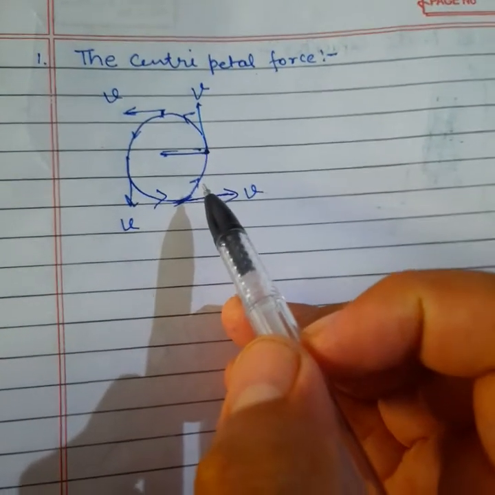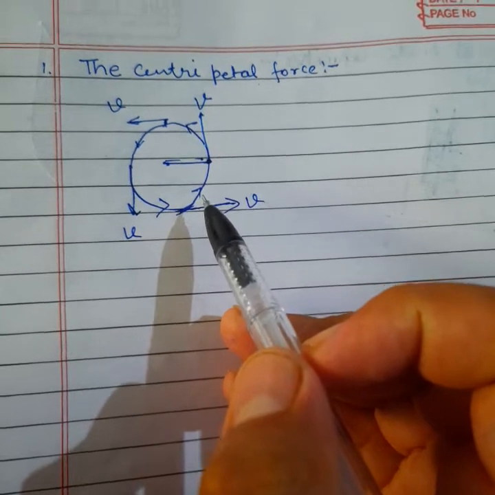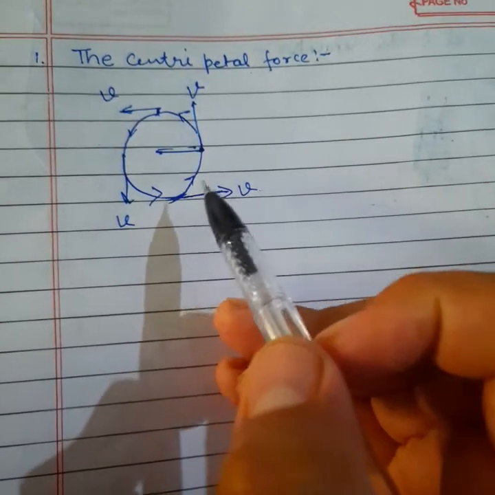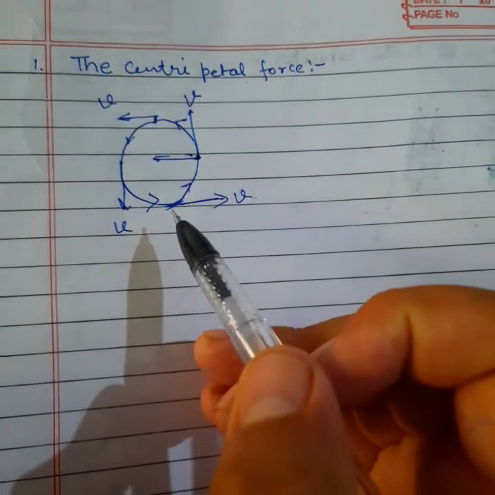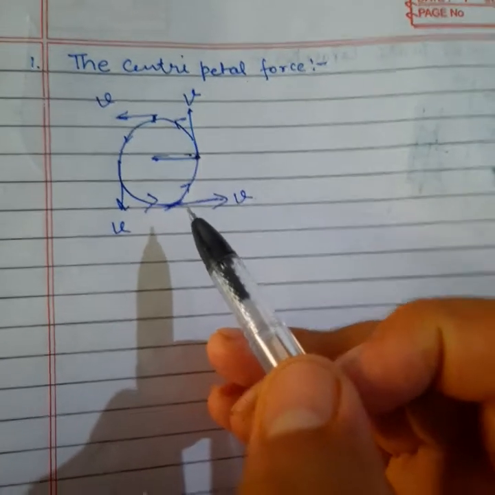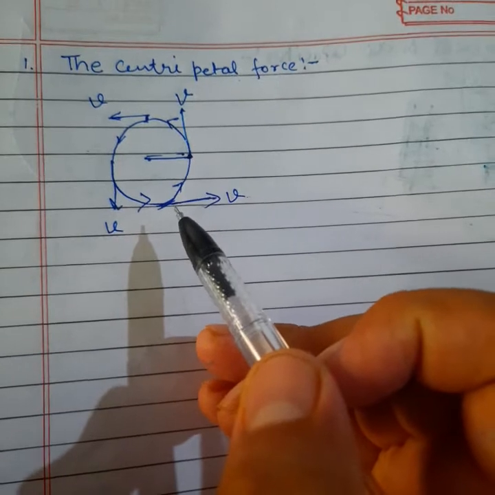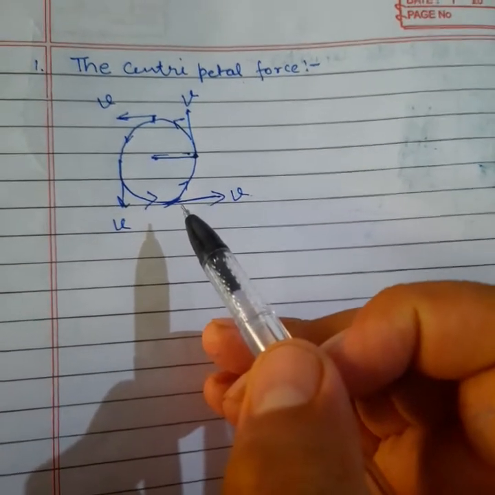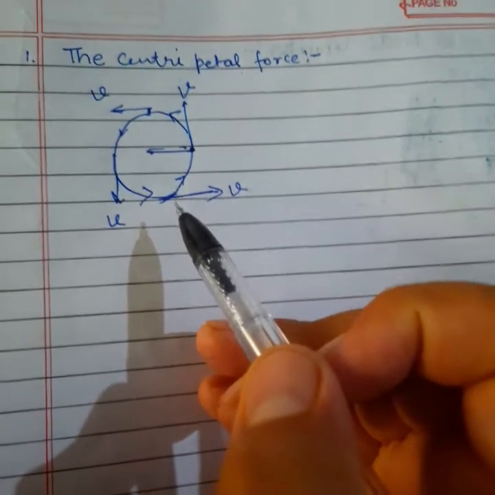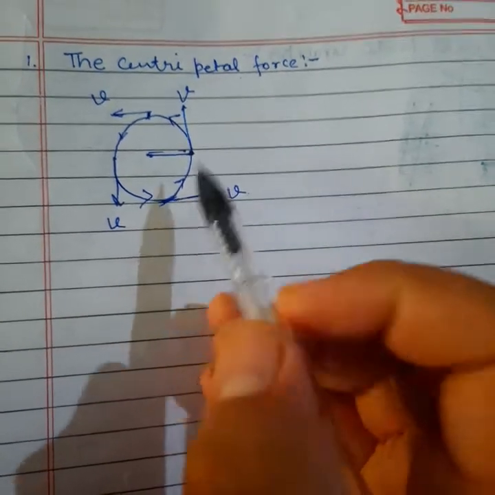Say yes or no. So we can say here, for acceleration, a force is required in the case of uniform circular motion. The force required for accelerating the body is always towards the center at all points on the circle, as shown in this figure.